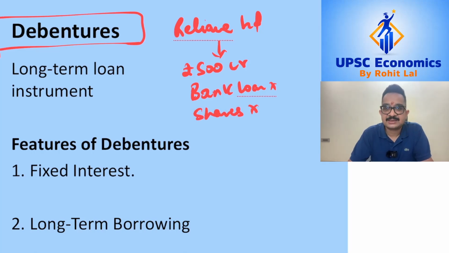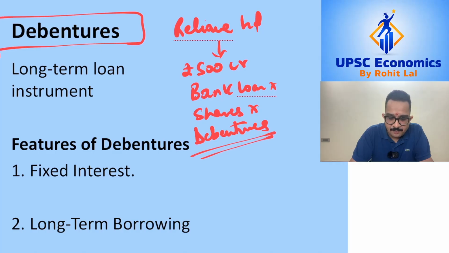So if Reliance Industries wants to raise money, it could take money via bank loan or it could issue shares and provide ownership to investors. The third mechanism which Reliance Industries could use is that it could issue instruments or securities called debentures and borrow money from several, say, lakhs of investors. So it could issue debentures and borrow money.